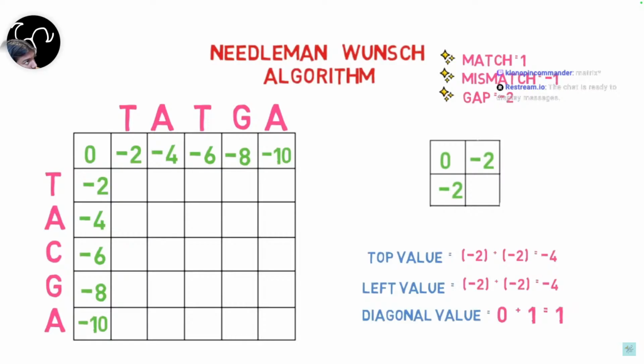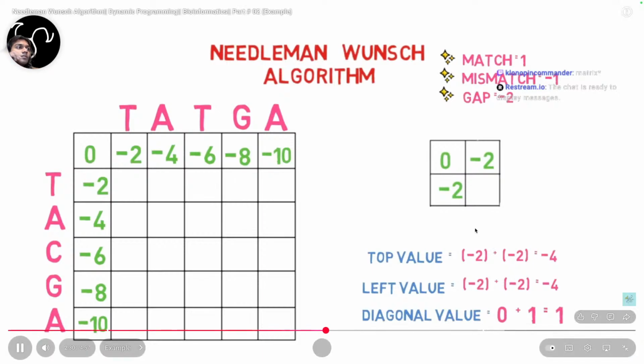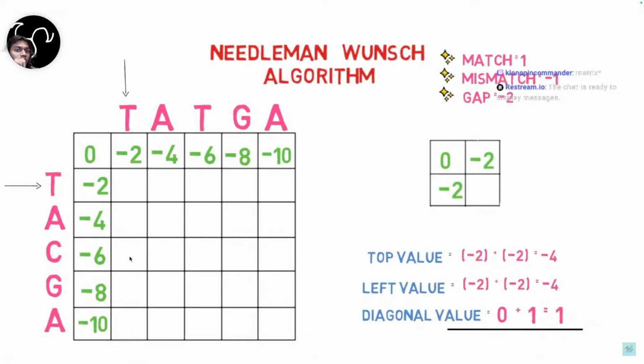As we all know, taking value from the diagonal box leads to the addition of a match or mismatch value. In this case, t corresponds to t, so we add 1 to 0 to get 1. Now, from all of these values, we will choose the highest number and place it in box number 1.